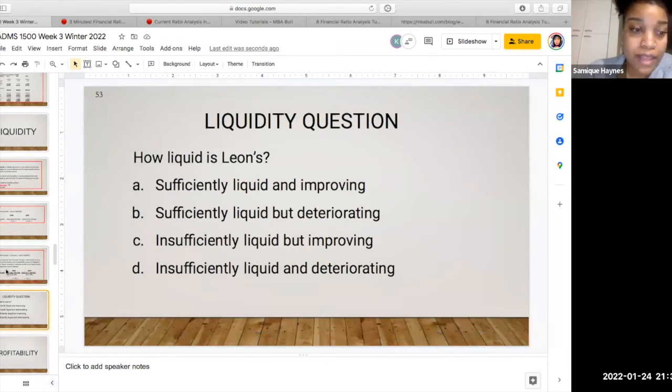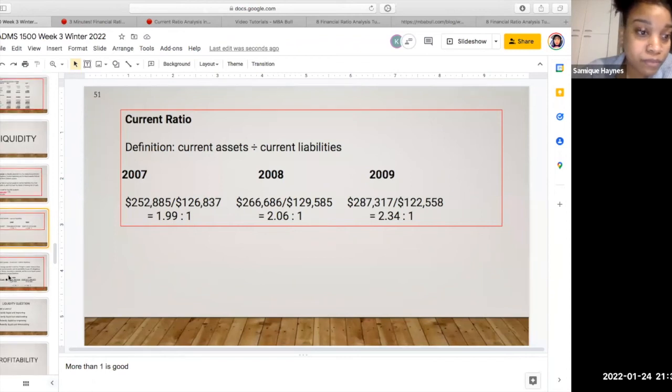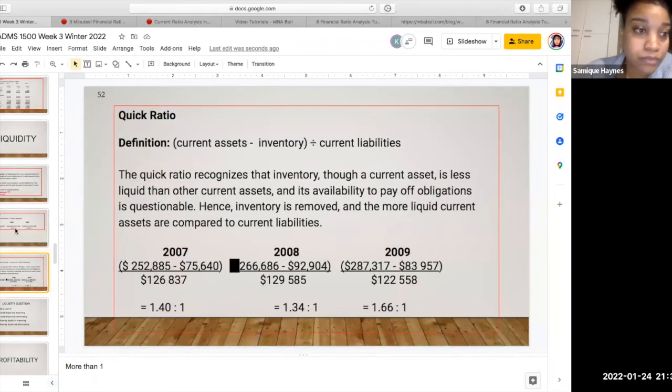All right, so based on that, would you say that Leon's business is liquid or not? Is it sufficiently liquid, improving? So do you think it's a liquid business or it's not a liquid business at all? What do you think based on the results here? They're liquid, yeah, because they have a lot of assets. They're able to pay off their current liabilities. Good, and then is it improving? Do you think it's improving? Yes, it is improving. Good job.